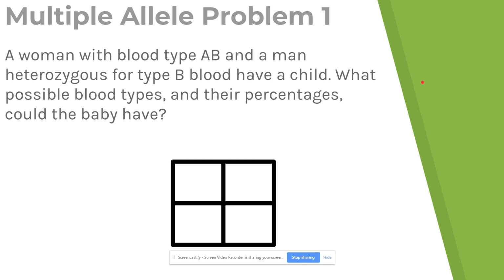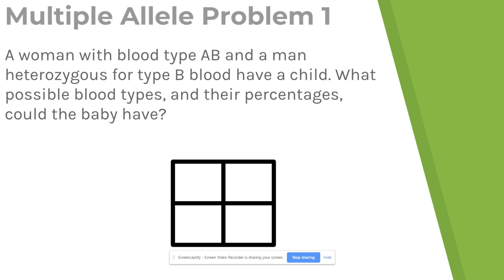So in a multiple allele problem, you're going to actually skip step 1, which is to pick letters and define them, because we know what they are: type A, type B, type O, and type AB. Like, we can't define those. So you're going to actually only do a 3-step method for this, skipping step 1 of the 4-step method. Okay, so the problem here says a woman with type AB blood and a man heterozygous for type B blood have a child. We want to know the possible genotypes and their percentages that the baby could have.